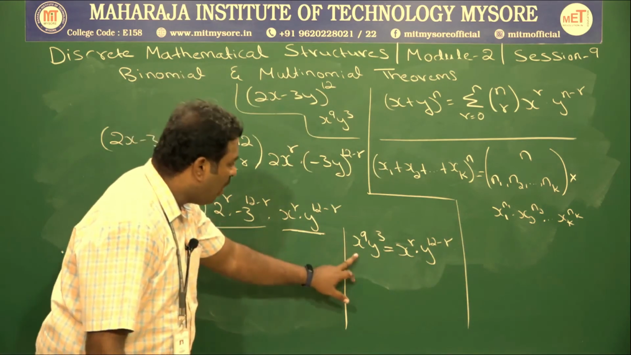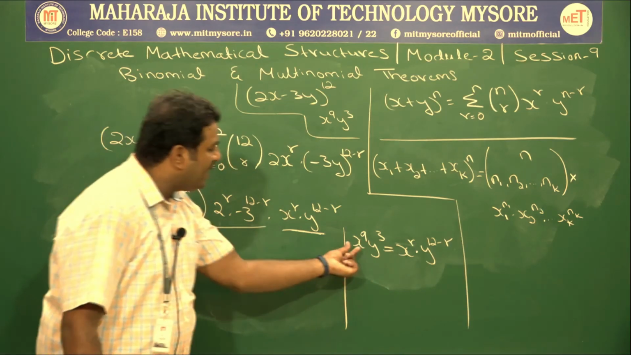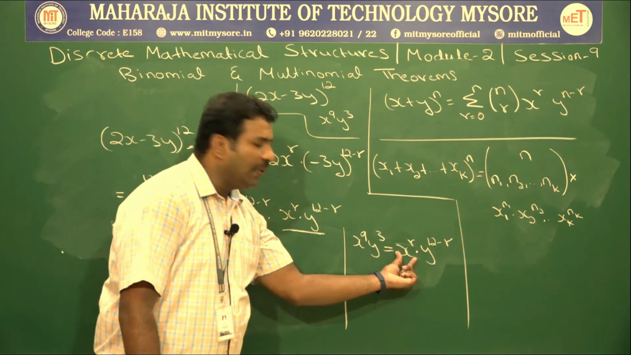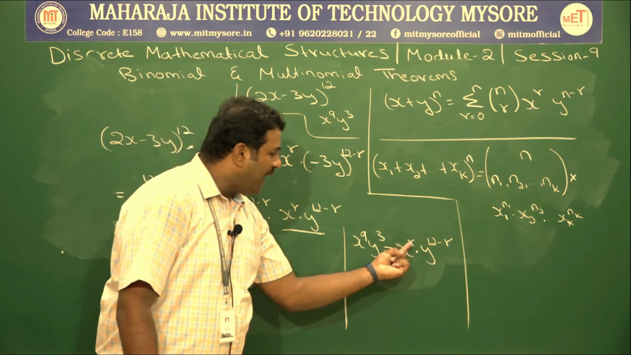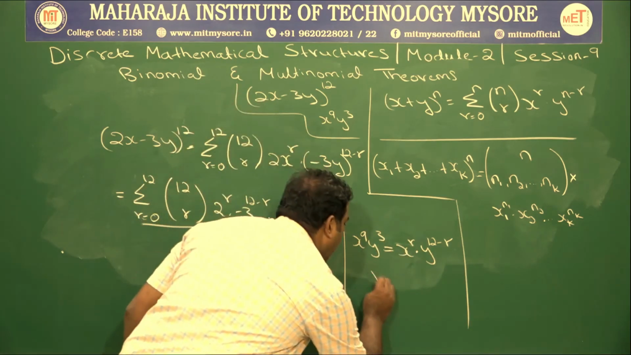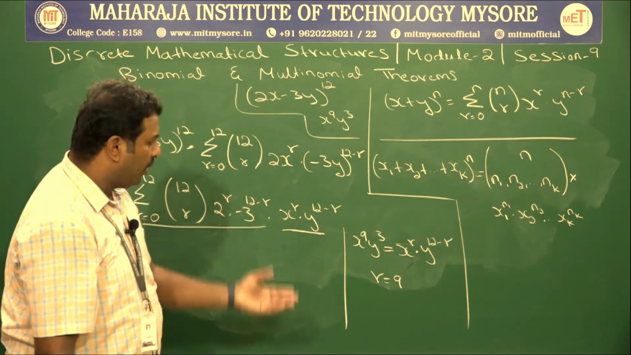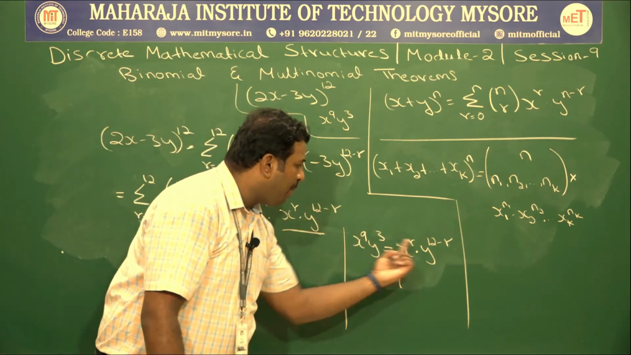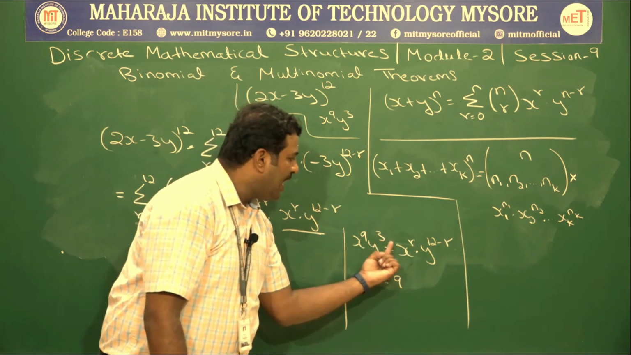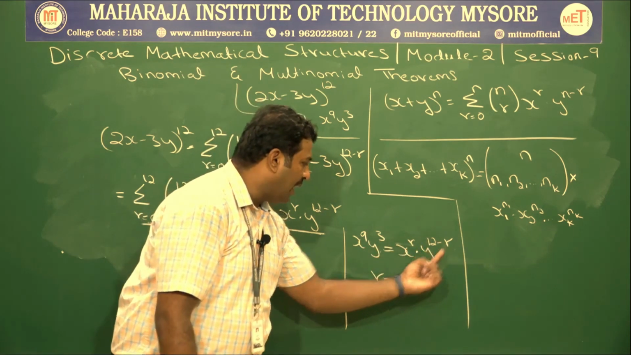So now I can easily write that x to the power of 9 is equivalent to x to the power of r. So directly I can say r equals 9. Hence I know what r is now. Or else I can relate the y powers, that is, 3 equals 12 minus r.